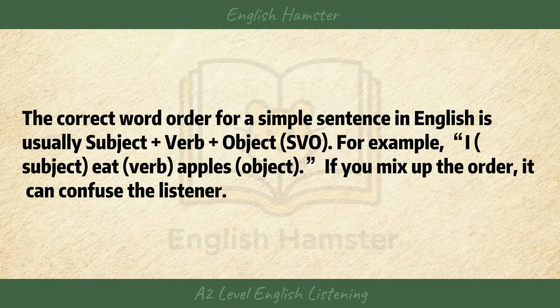The correct word order for a simple sentence in English is usually subject plus verb plus object, SVO. For example, I eat apples. I, subject, eat, verb, apples, object. If you mix up the order, it can confuse the listener.